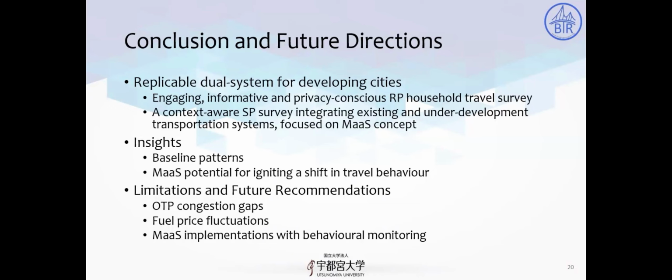The fuel price fluctuations: the fuel price changed twice throughout the study. Basically, it would help people make up their minds more easily about shifting towards public transportation. Yet, this is one thing to mention. Again, we would recommend that future research consider MaaS implementations with behavioral monitoring, and even increasing the size of the sample a bit, to be more inclusive and generalized.